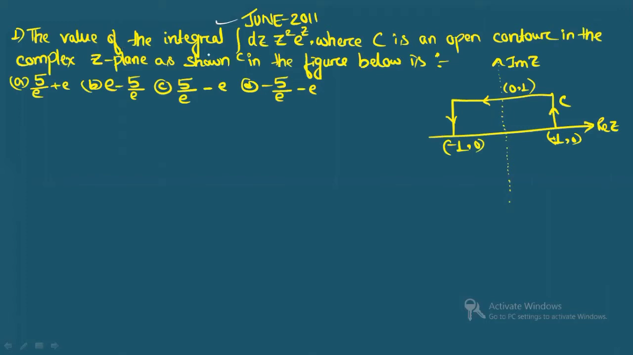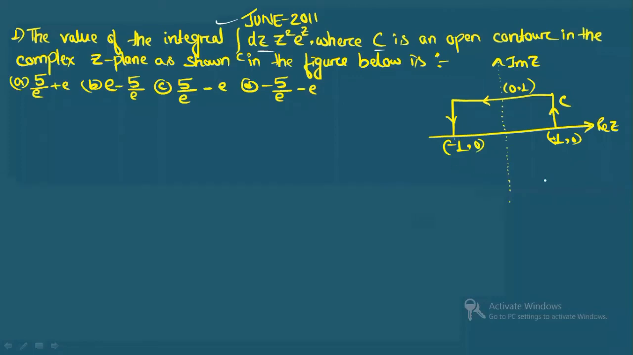Here it is said: the value of the integral dz z square e to the power z, where C is an open contour in the complex z plane as shown in the figure below, is. So you will have to find the value of this particular integral. See this contour C, it is an open contour in the z plane, right? You have four options.